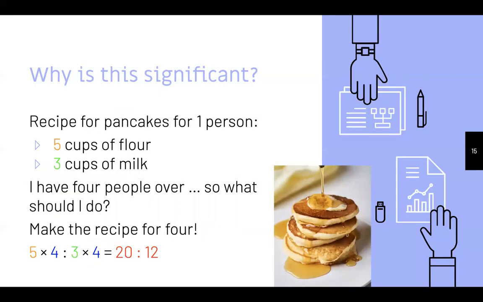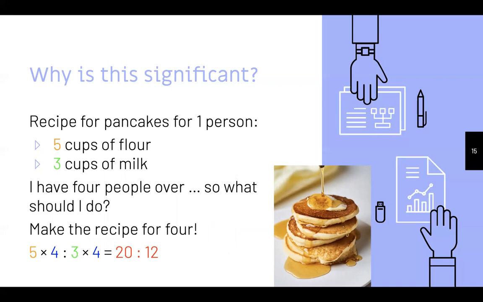So why is this significant? Let's go into an example. Let's say we are baking, right? And the recipe calls for pancakes for one person, right? We love pancakes. Who doesn't like pancakes? And let's just say it's a very simple recipe.